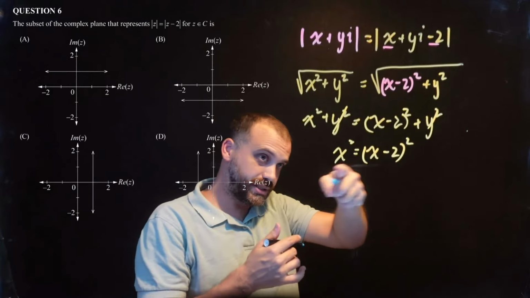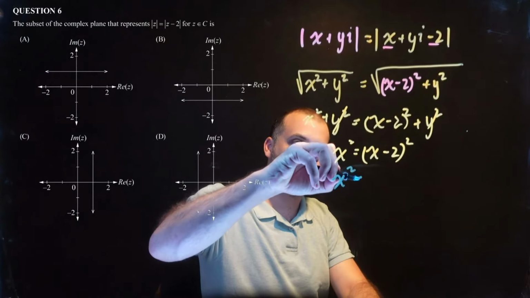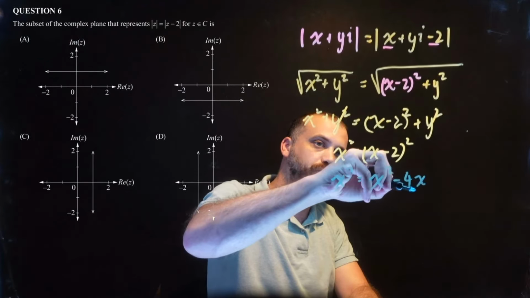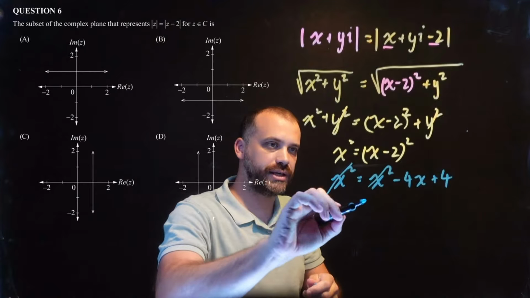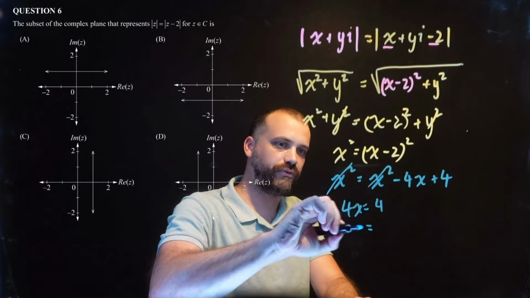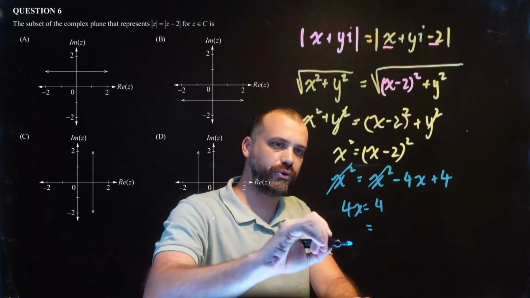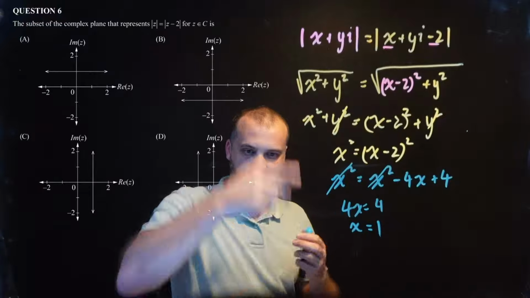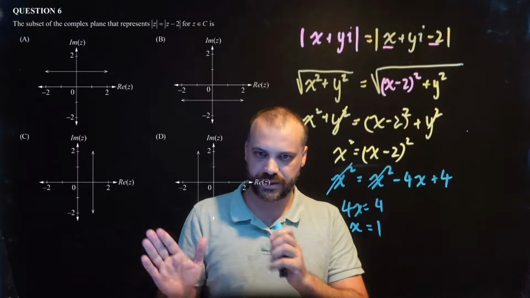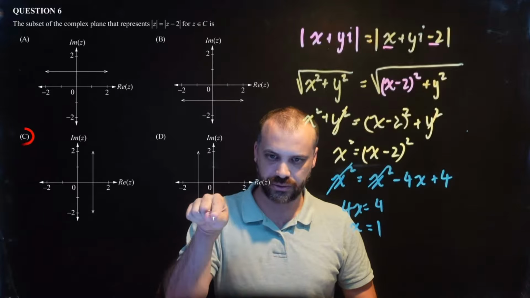What you can do though is expand. So you can say x squared equals x squared minus 4x plus 4. And now those x squareds cancel out delightfully, and we're left with 4x equals 4, and x equals 1. So the equation of this is just x equals 1. Where's x equals 1?